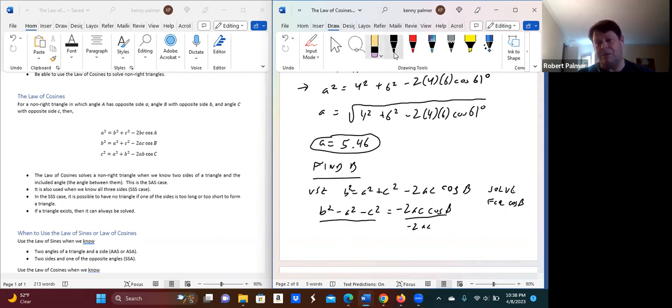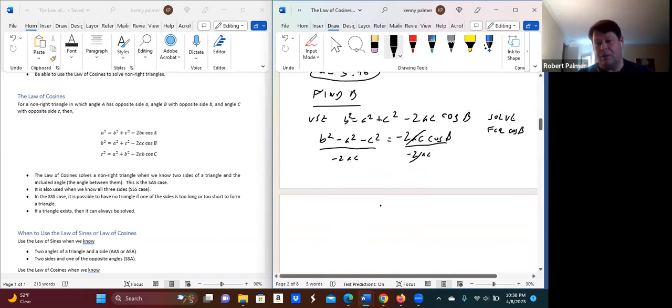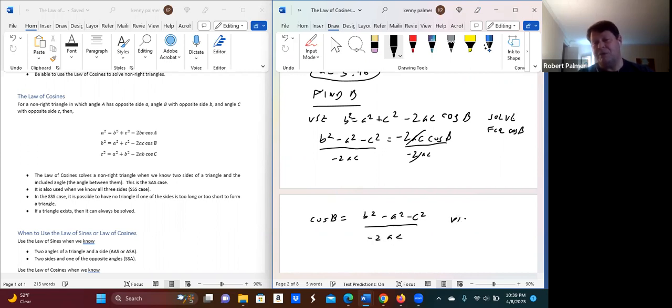And that will give us an expression for, let's turn it around, the cosine of angle B is equal to sine B squared minus a squared minus c squared all over minus 2ac. Now just plug in the values we have.